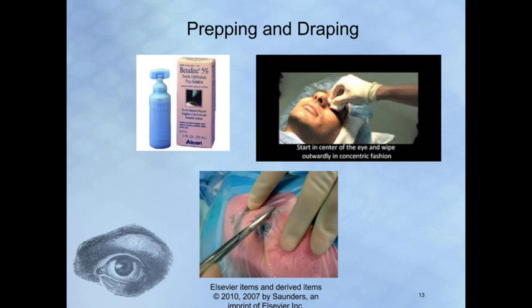There are also many different ways to drape for an eye procedure. Often the drape will be a self-adhesive with a fenestrated plastic section for the eye. A fluid pouch may also be used.